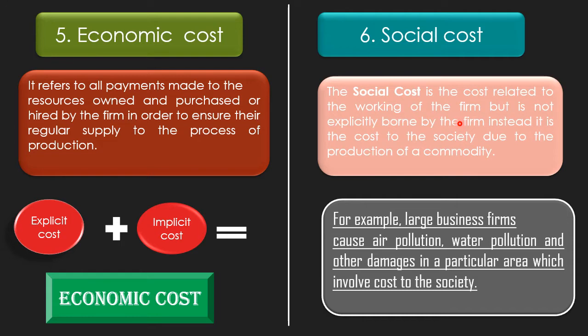You will better understand with an example: large business firms cause air pollution. No doubt large business firms are producing so many goods and services for us, but indirectly they are creating air pollution and water pollution in the environment. Who is facing this problem? We. So that cost is known as sacrifice cost. We are sacrificing our health with the production occurring in the production houses. That is known as social cost, and it is not expressed in money terms.